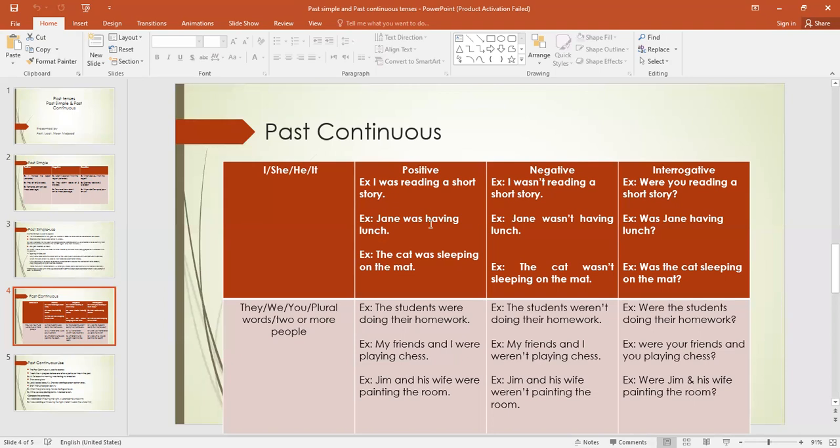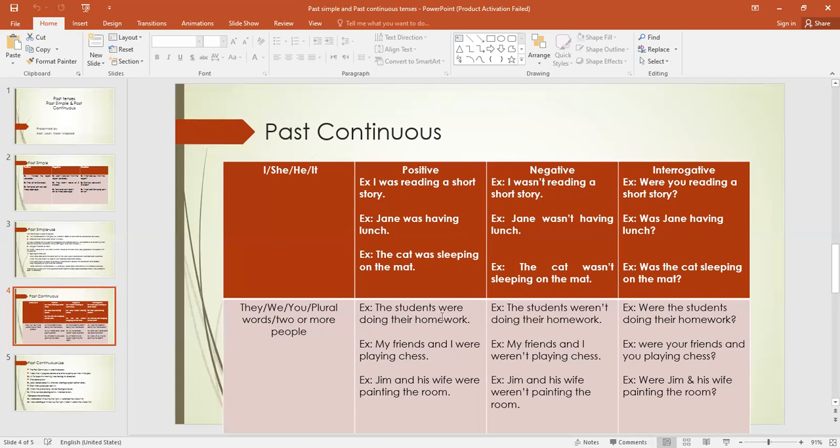Jane was having lunch. Jane wasn't having lunch. Was Jane having lunch? The cat was sleeping on the mat. The cat wasn't sleeping on the mat. Was the cat sleeping on the mat? I want you to focus on something, students. Actually, the verb in the three cases is still the same, okay? الفعل يبقى نفسه طلاب. Reading, reading, reading, okay? ما نجرده من ing في حالة النفي وحالة السؤال, right?